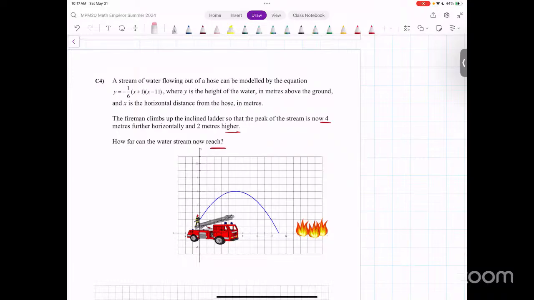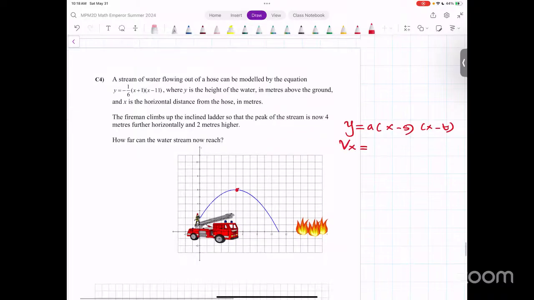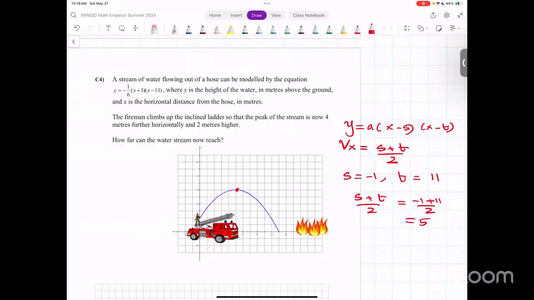First step, if the fireman didn't climb, we want to find out how high it can reach and how far horizontally it can reach. To do that, you really need to find the vertex, the x coordinate and the y coordinate. We need to find the maximum height. So how do I find it? You have learned in your grade 10 class that if something is in factored form, the vertex x coordinate can be found by s plus t divided by 2. In this case, s is -1, t is 11. So s plus t divided by 2 is -1 plus 11 divided by 2, which is 5.